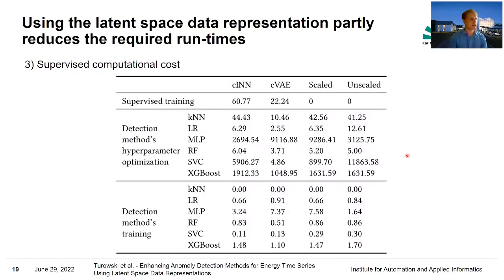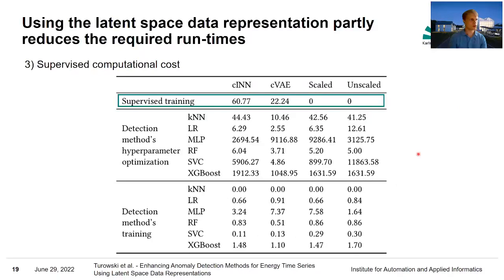What we can say about the third criterion, which is the computational cost, is the following. You see here again the 4 data representations, and here the 3 categories of runtimes we have measured. So let's have first a look at the runtime required to train the CINN and CVRE in a supervised way.